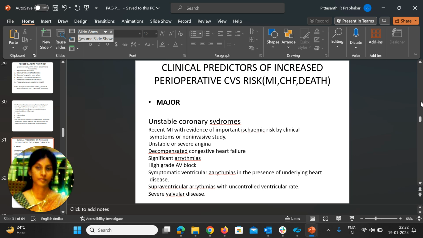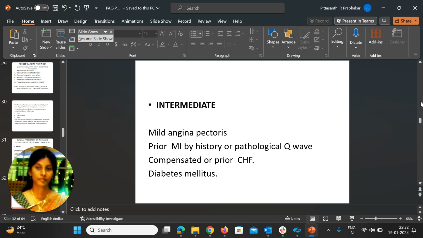Major risk factors are unstable coronary syndromes, recent MI with evidence of important ischemic risk by clinical symptoms or non-invasive study, unstable or severe angina, decompensated congestive heart failure, significant arrhythmias, high-grade AV block, symptomatic ventricular arrhythmia in the presence of underlying heart disease, supraventricular arrhythmias with uncontrolled ventricular rate, severe valvular disease. Intermediate risk are prior angina pectoris, prior MI by history or pathological Q wave, compensated or prior congestive heart failure, and diabetes mellitus.